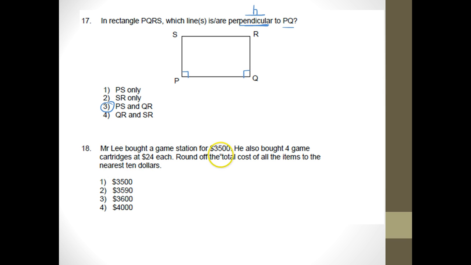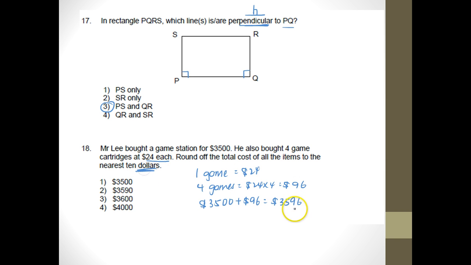Mr. Lee bought a game station for $3,500. He bought 4 game cartridges at $24 each. So one game cartridge is $24, and he bought 4 game cartridges. So it's 24 times 4, which is $96. So in total he spent 3,500 plus $96, 3,596. I need to round off the total amount to the nearest $10. So it will be 3,600.